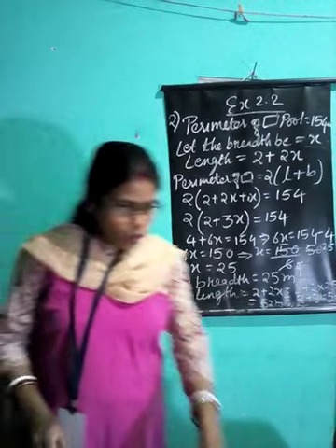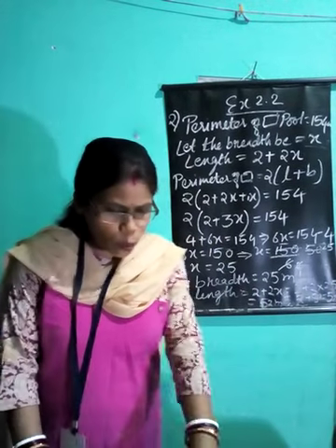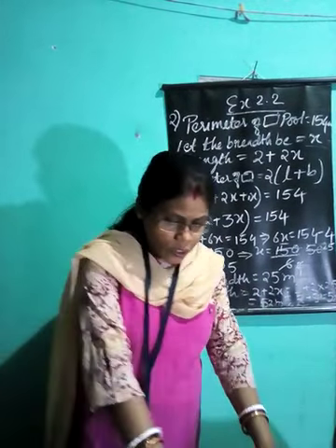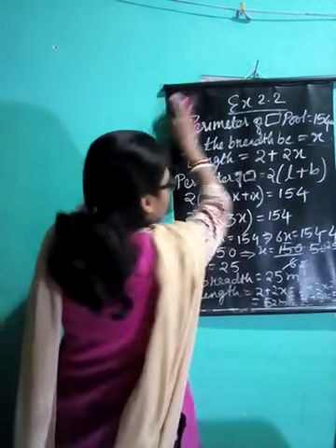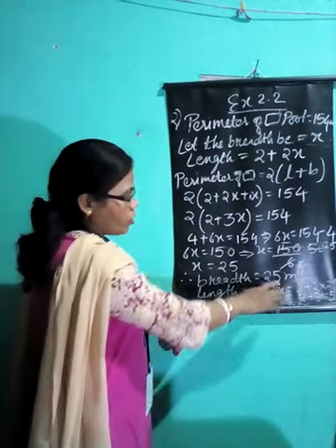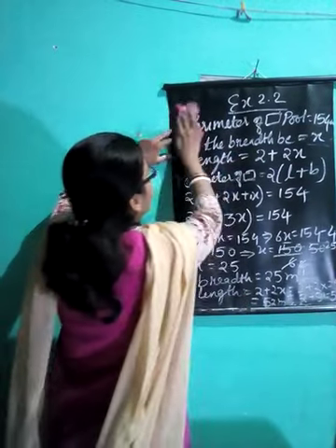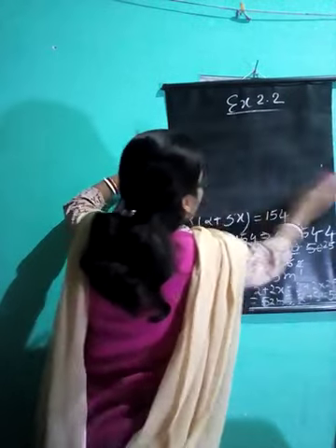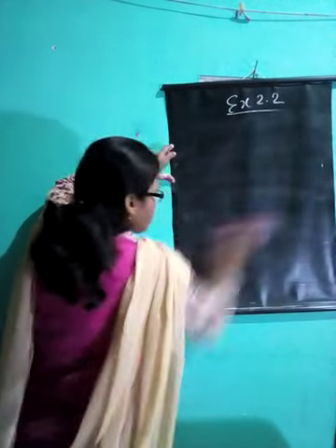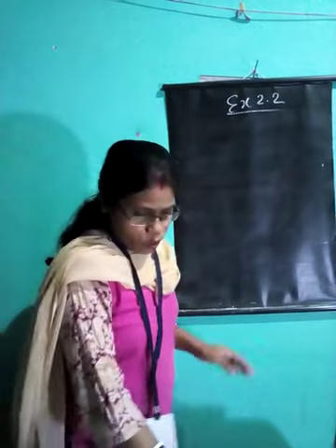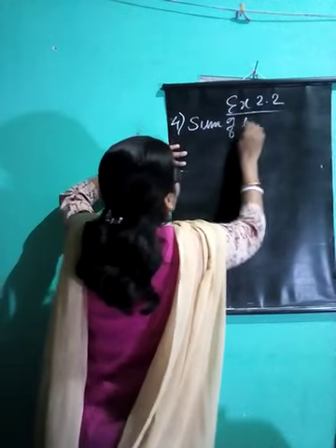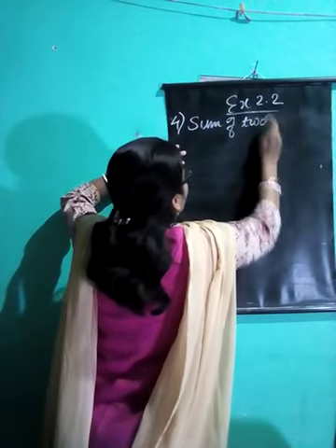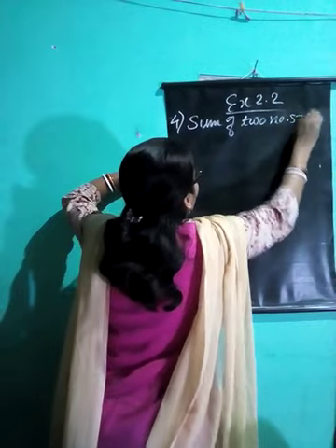Now coming to the fourth question. You got your breadth 25 and length 52 meters. The next question, question number 4. The sum of two numbers is 95.